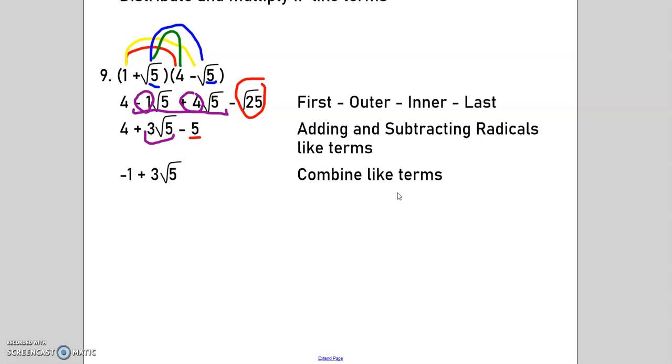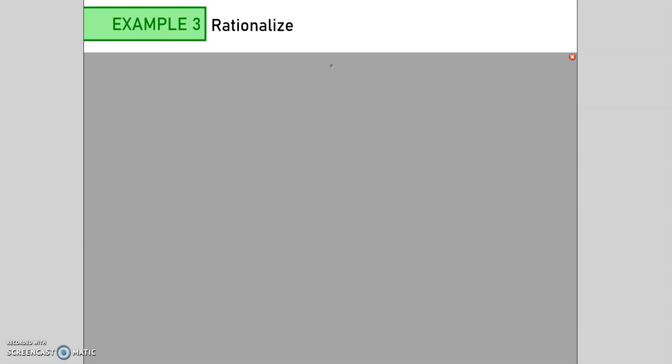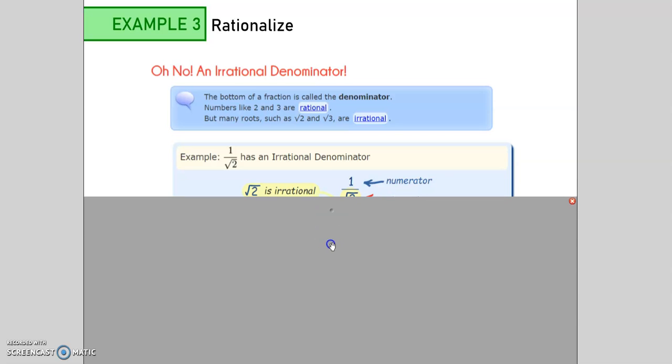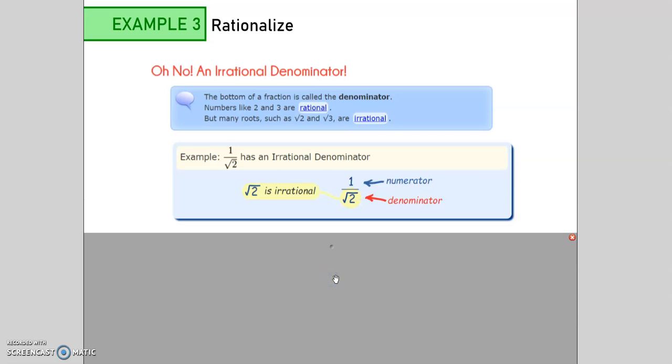So now the last objective we have to talk about is rationalizing denominators, rationalizing fractions, okay? What does rationalize mean? So basically, in math, it's illegal, okay, to have numbers in denominators that are irrational, okay? I can only have rational numbers in my denominator. Nice whole numbers, 2, 3, 4. Nice whole numbers are the only numbers allowed in denominators.